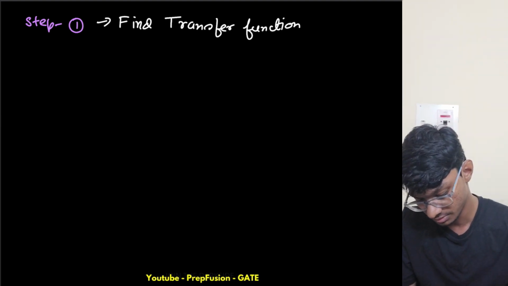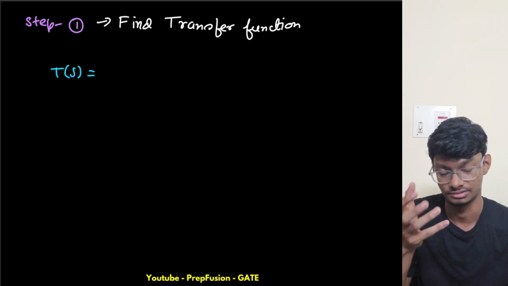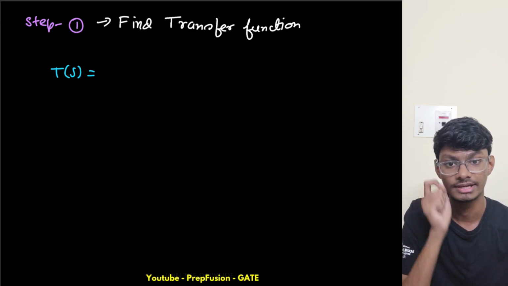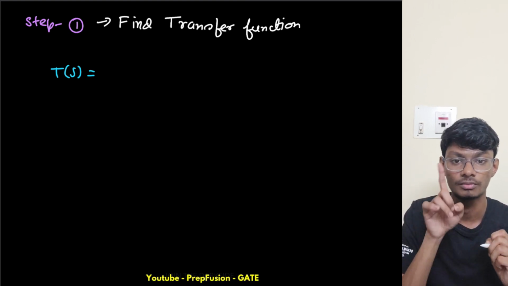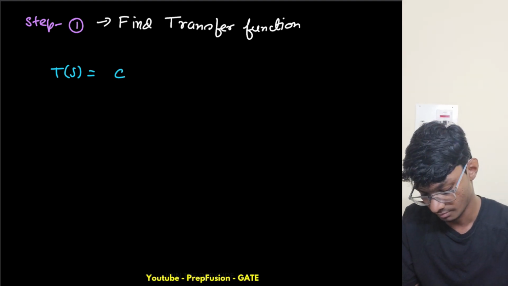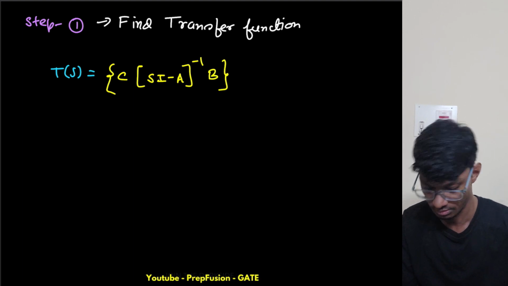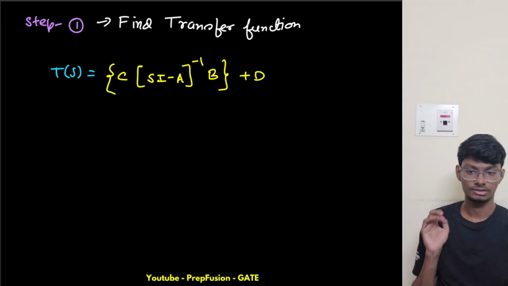So what will be my transfer function? As I told you, something you have to memorize. Let me tell you the formula again. The formula will be C times (sI minus A) inverse, times B, and we have plus D also, don't forget that. So this is my transfer function basically.